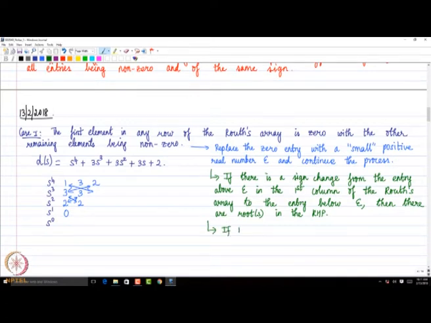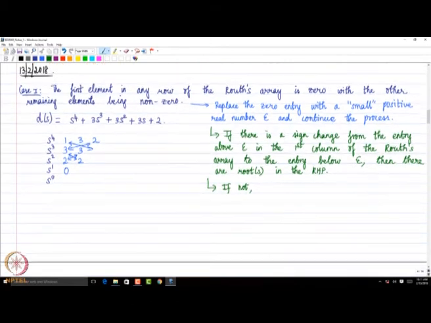If there is no sign change from the entry above epsilon to the entry below epsilon, then there is a pair of roots on the j omega axis, or the imaginary axis. That is what it implies.